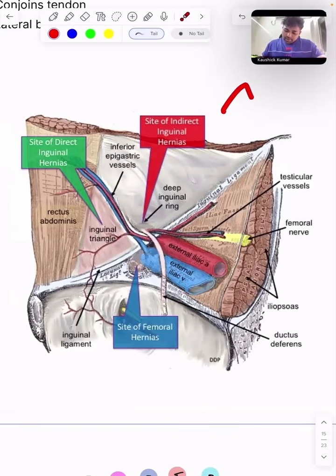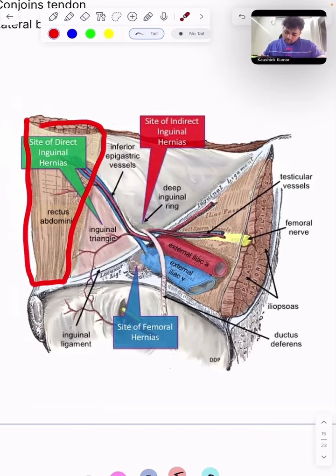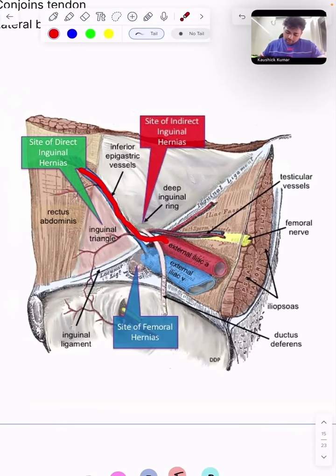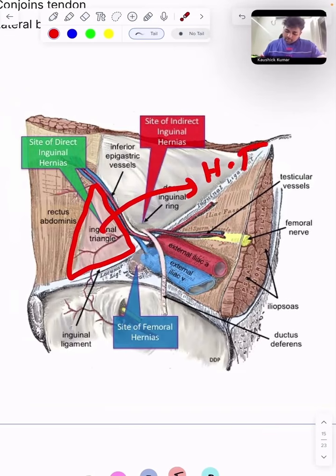This diagram holds some key anatomical landmarks. This is medial side, this is lateral, and here we can see rectus abdominis muscle, inguinal ligament, and this is external iliac artery. Arising from the external iliac artery is our inferior epigastric artery. So there is our triangle. This is Hasselbach's triangle. So what is the boundary?